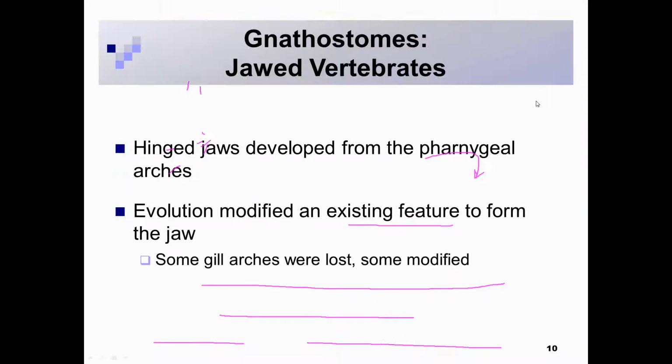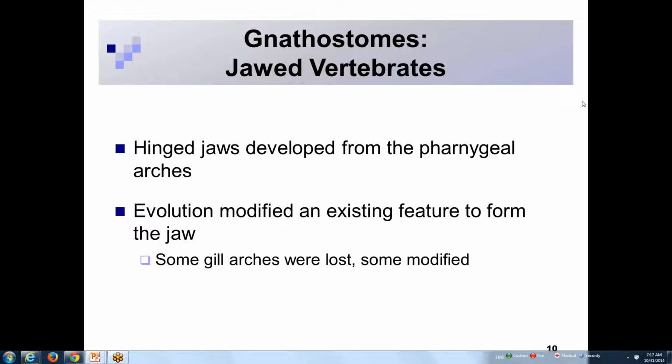All right, so let's move on here to slide 10, just kind of get a sneak preview of where we're heading, and then we'll watch the video here in just a second. So moving on to the gnathostomes, we start looking at jawed vertebrates. So every vertebrate group that we look at from here on out is going to have jaws. They have hinged jaws developed from the pharyngeal arches. So remember, you have the pharyngeal slits, guys. That's one of your chordate characteristics. Well, you also have the pharyngeal arches between those slits.